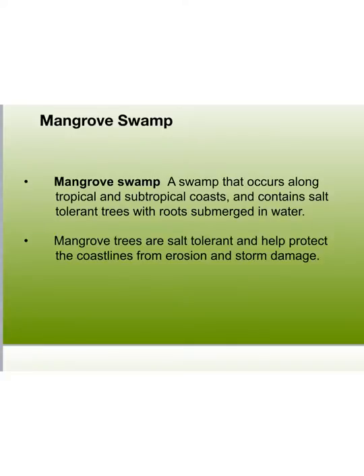They actually have specialized cells that kick out the salt that's in the surrounding water. They often grow in an estuary type of environment, but they can also be found along the coastlines. And these special mangrove trees help to protect coastlines from being eroded from storm damage.